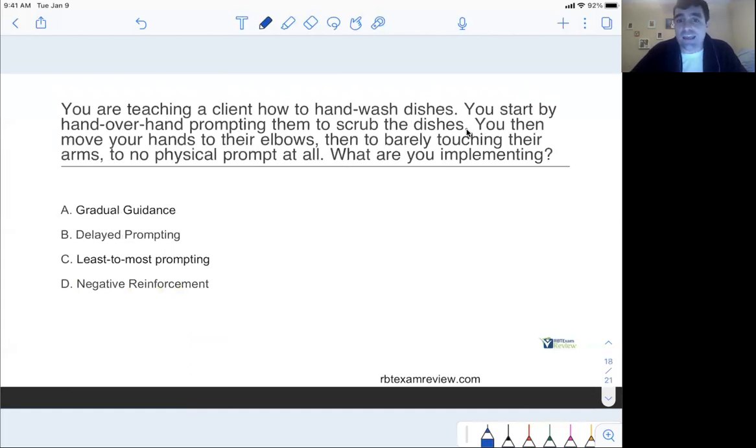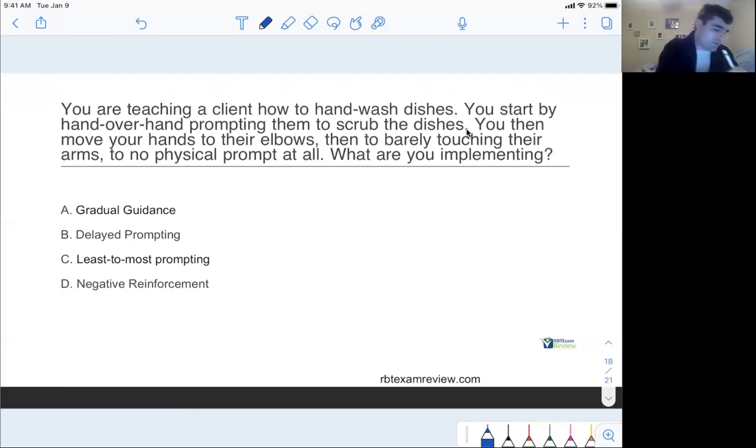You're teaching a client how to hand wash dishes. You start by hand over hand prompting them to scrub the dishes. You then move your hands to their elbows, then to barely touching their arms, no physical prompt at all. What are you implementing? Okay, this is a tricky one. This is a tricky prompt question, all right? Not something we talk about a lot. We talk a lot about least to most to least, but what is this type of prompting? Is it gradual guidance, delayed prompting, least to most, or negative reinforcement?